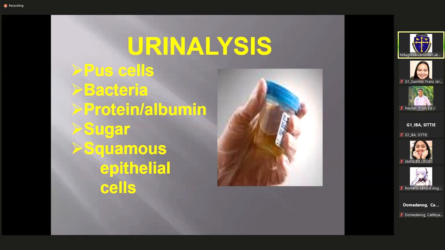How about protein and albumin? We have to check if the ihi of the mother has protein or albumin because this will be an indication that our patient, pregnant mom, is experiencing PIH or what we call pregnancy-induced hypertension. Equally important is the determination of presence of sugar in our urine, no? So, pwede din natin sabihin na the mother is experiencing gestational diabetes mellitus. Kasi, normally, hindi po dapat ito present sa urine ng mother.